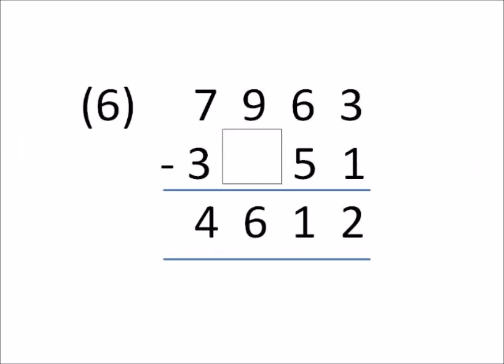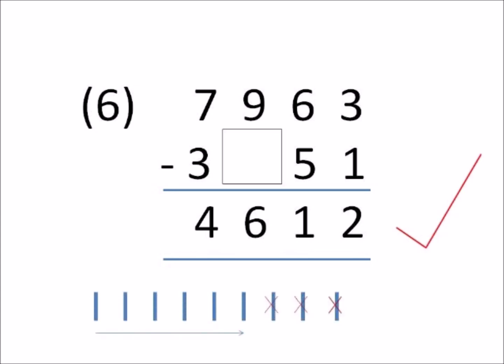Number 6. 7,963. Subtract the number that's 3,000 with a missing number 51. Now I did the 3 take away 1 is 2, 6 take away 5 is 1, 9 take away something is 6, 7 take away 3 is 4. You have to fill in the blank. 9 take away something is 6.